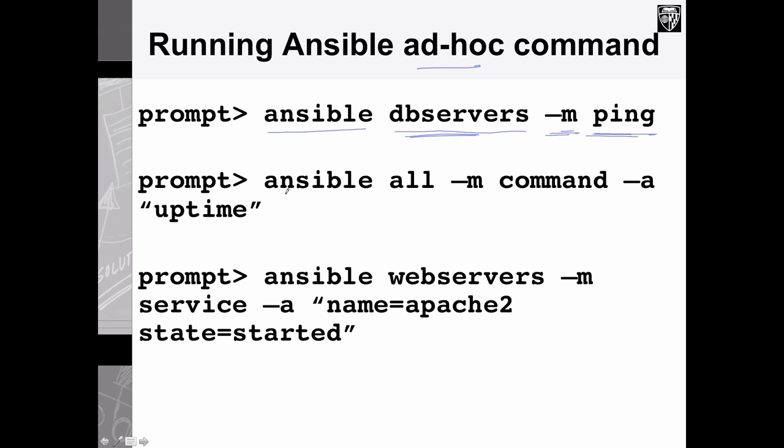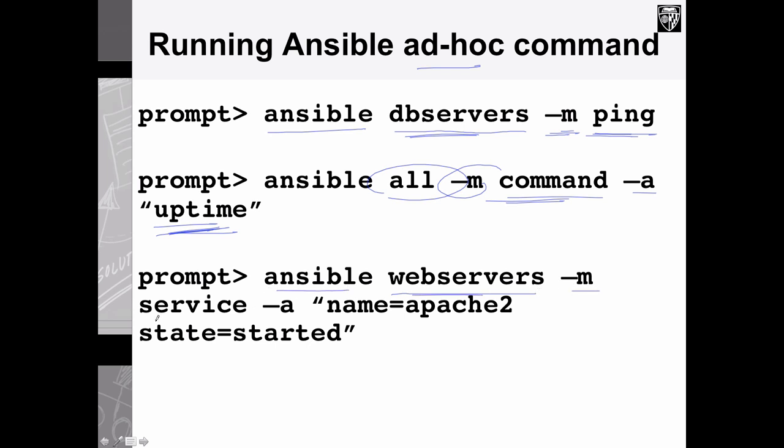If you want to run Ansible against all the hosts, now I'm using the command module, and I'm executing the command uptime. So now Ansible goes across all the servers that are specified in the default inventory file and runs this command called uptime. Uptime is a Unix command that tells how long the server has been up.